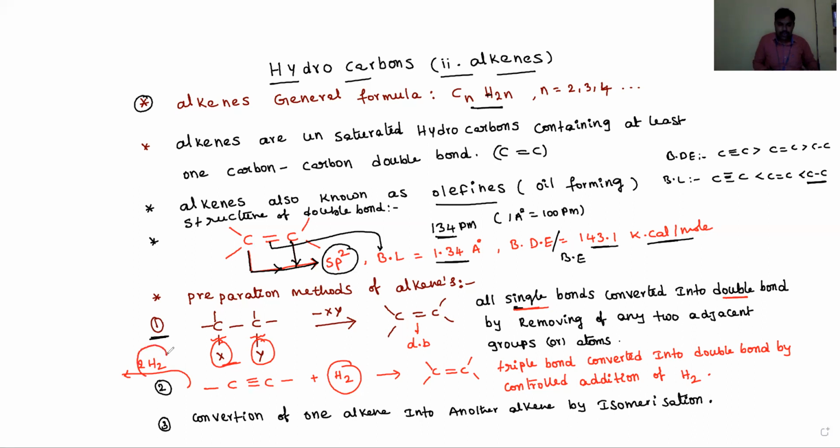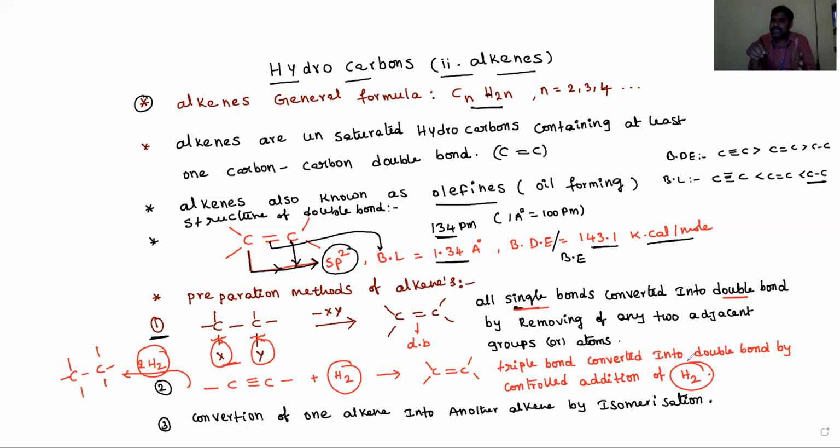If 2 moles of H2 are added, then the triple bond is converted into a single bond. That's why this is a controlled reduction reaction. The triple bond is converted into a double bond by the controlled addition of an H2 molecule. In this addition, a stereochemically selective product will form. Okay, dear students, it may be either a cis or a trans product. So cis alkenes can be prepared by this method, as well as trans alkenes.